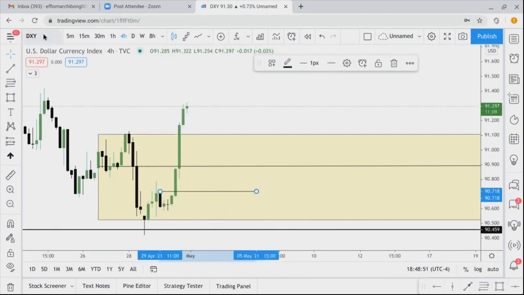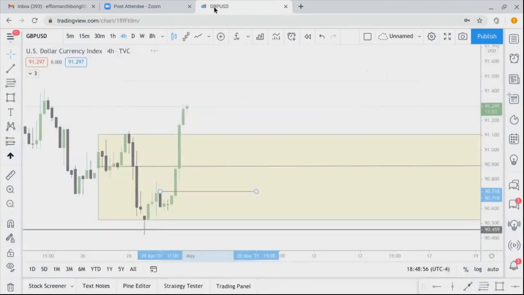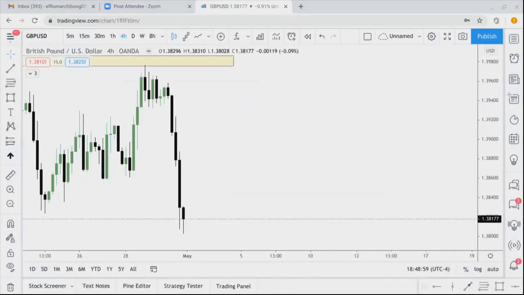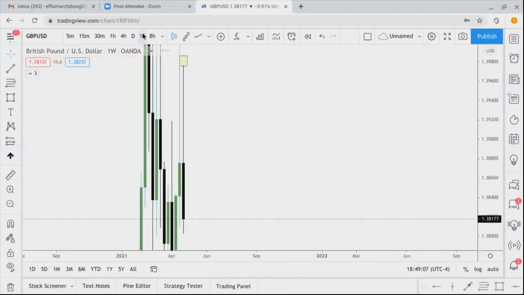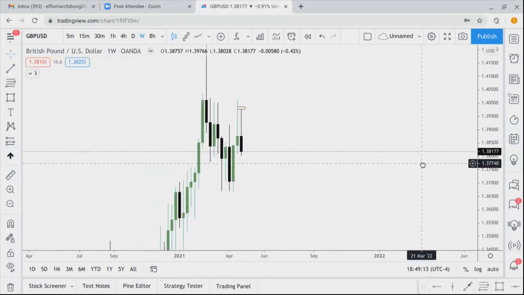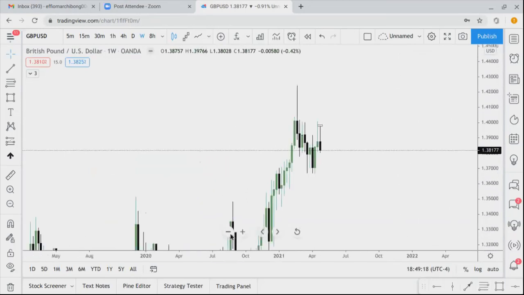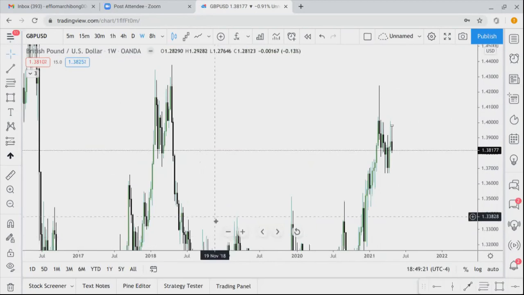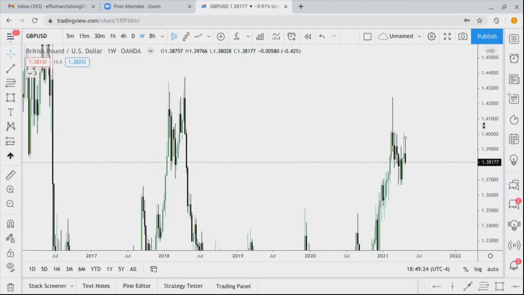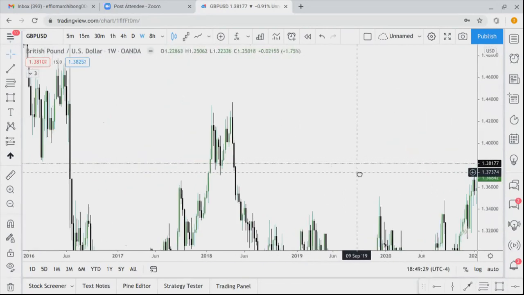So let's go back to GBP USD. Let's go back to GBP USD. So on GBP USD, I'm going to go over to the weekly time frame. On the weekly time frame, let's look to the left. What do we have? Oh, there you go. GBP USD, weekly time frame. I tell you guys these things. Weekly time frame on GU.